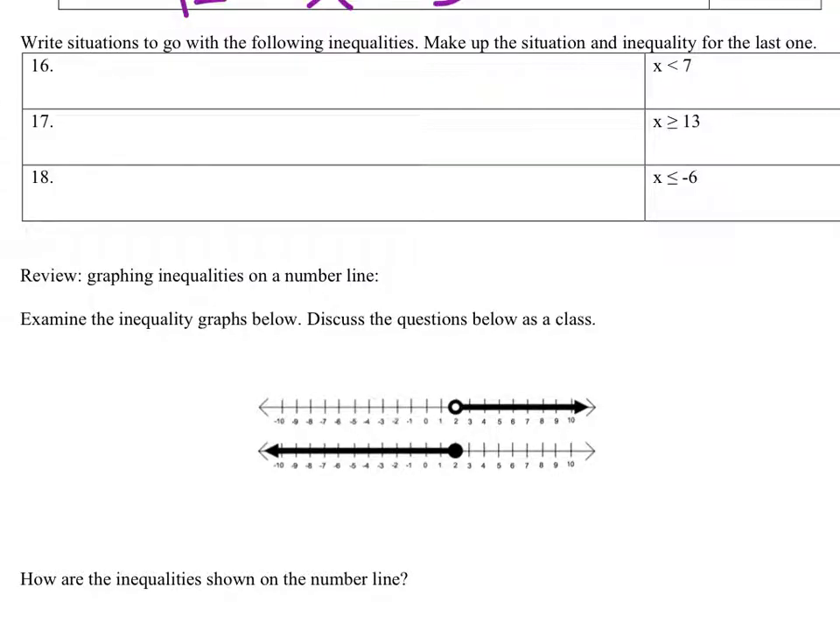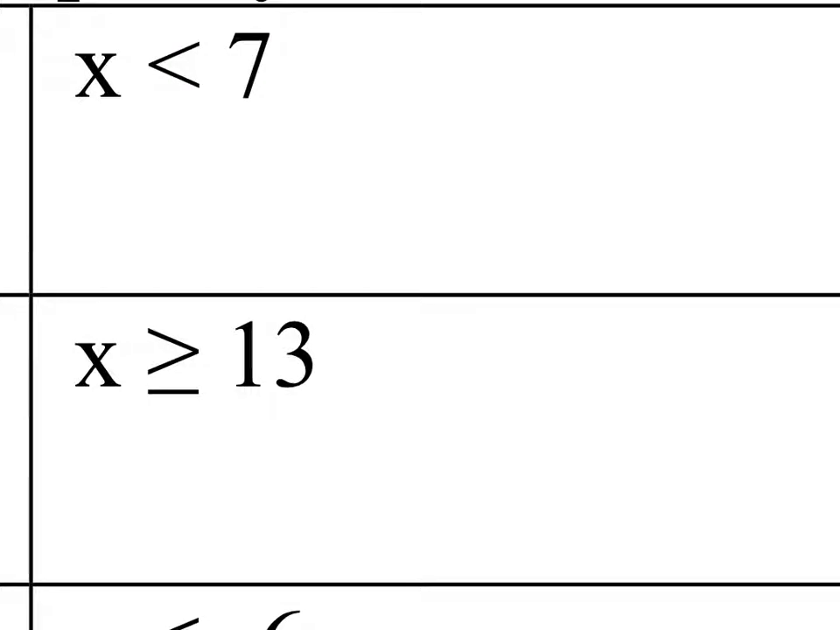Write situations to go with the following inequalities. Make up the situation and inequality for the last one. All right, so this is X is less than 7. What would be an appropriate problem for this one? We have to make one for this. So, X number.